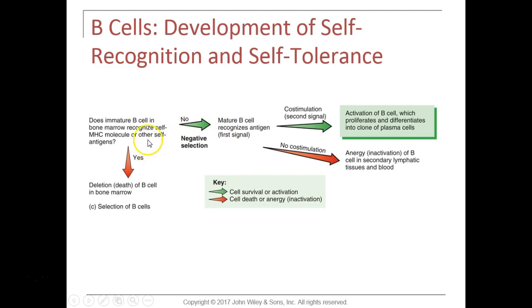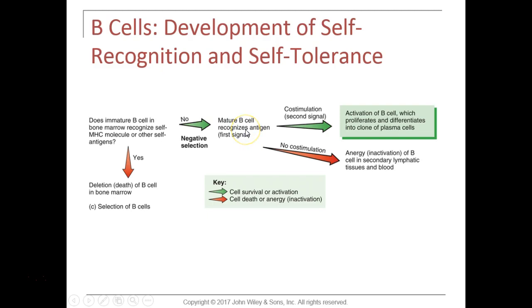If we have B cells in the red bone marrow that can recognize and bind to our own MHC molecules, we want those to die. So they go through deletion and cell death in the red bone marrow and will never enter circulation. So the first step here for self-recognition is a negative selection pressure. So if they can't recognize MHC molecules in our own cells, that's a good thing for B cells. It's just the opposite for T lymphocytes. Make sure you review that.